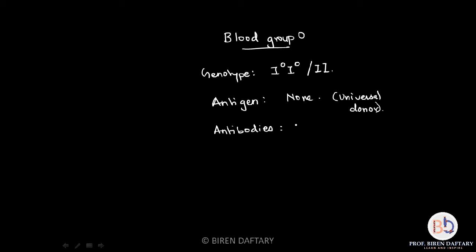Now if we want to write about the antibodies, this blood group produces two types of antibodies. One is anti-A and the other is anti-B. So that is why, if a person having blood group O is given any other blood group, since it has both these antibodies, that blood will react and the person will have complications. So that is why, though it is a universal donor, blood group O cannot accept blood from any other blood group. Okay, so these are the antibodies.